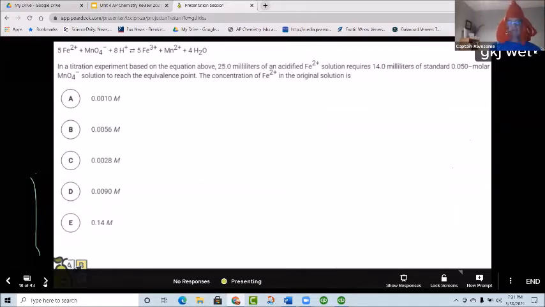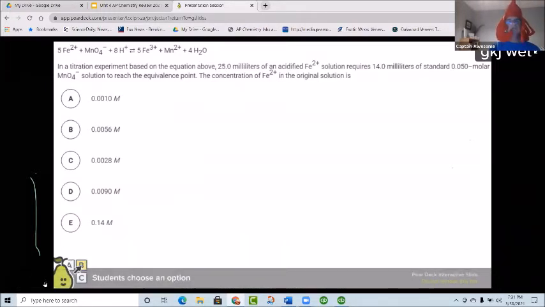All right. Now, this is a titration question. I'm going to let y'all work through this. Go ahead and do the math. I gave you the balanced equation. If you don't quite know where to start, you're starting with the permanganate. So go from milliliters and molarity of the MnO4, and what you're looking for is the concentration of the iron.